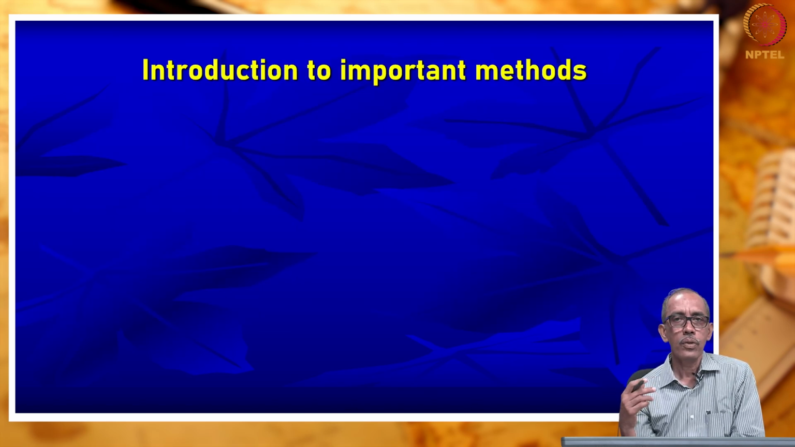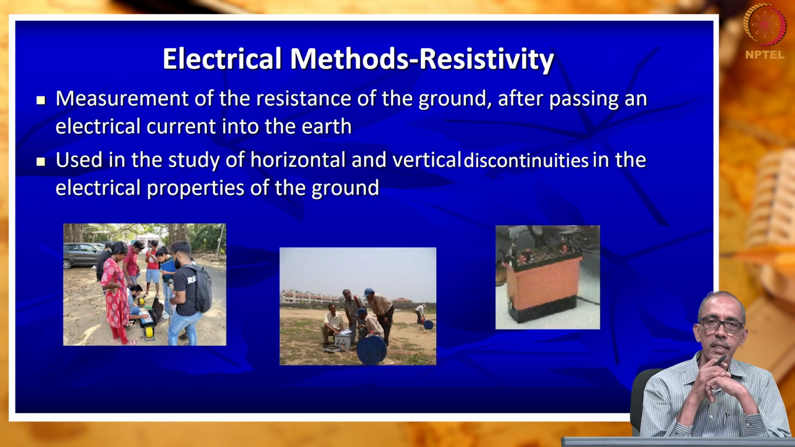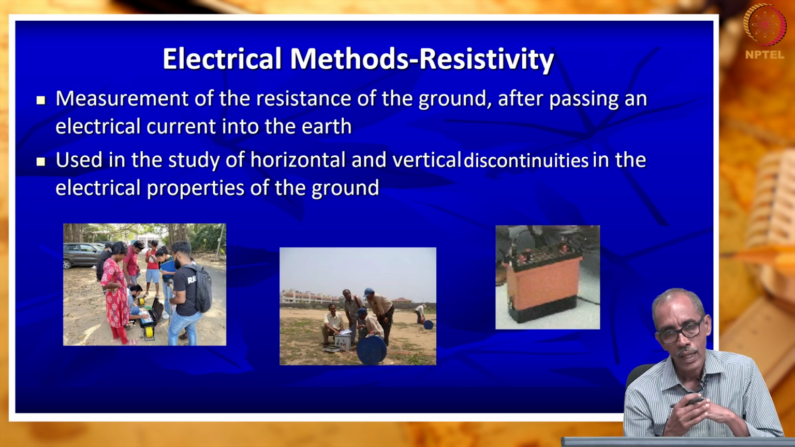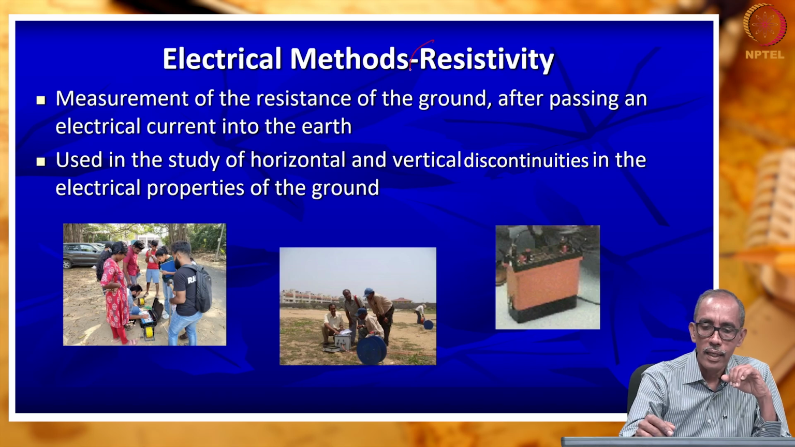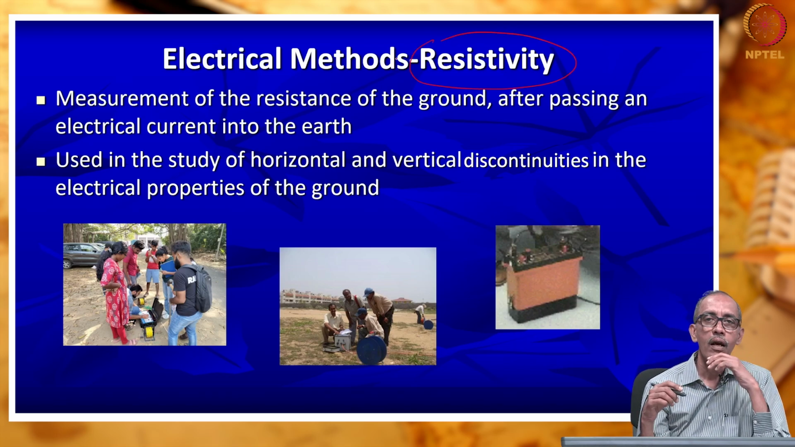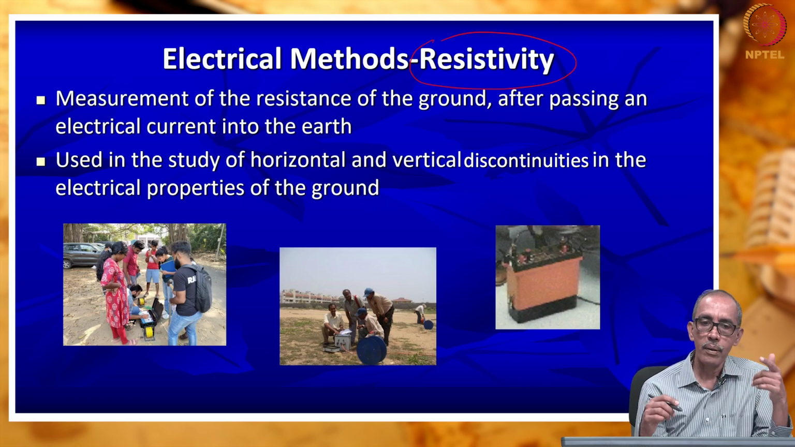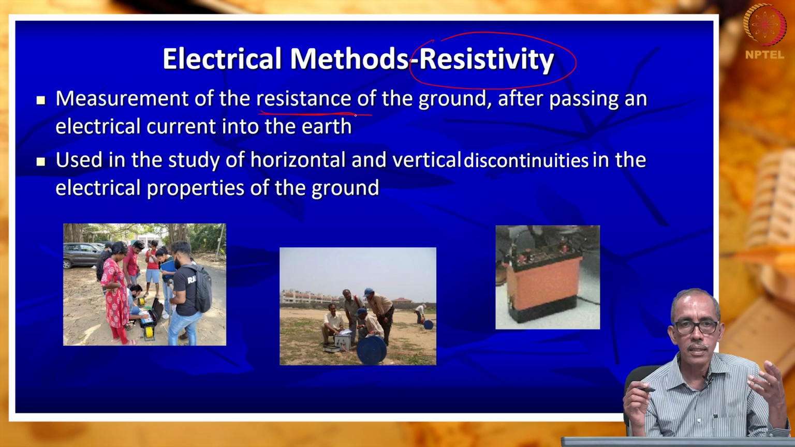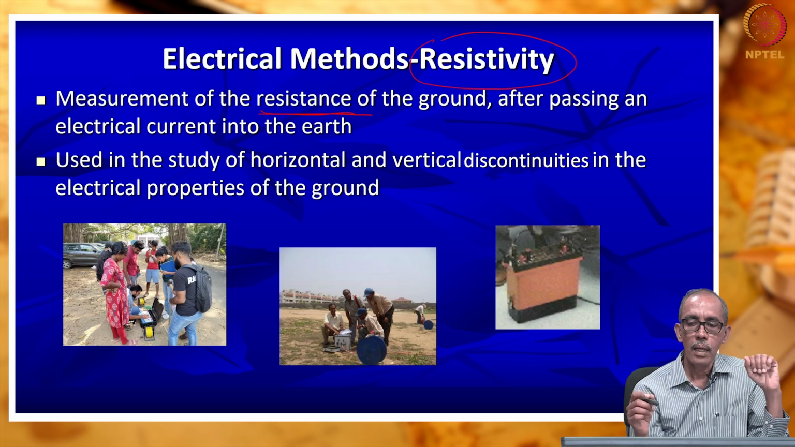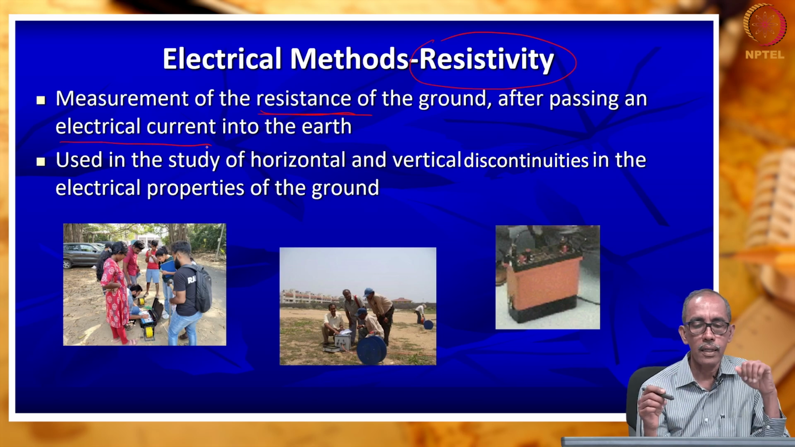Now, let us go into some more detail on the different methods we are going to see during this course, right. First, let us take up electrical methods. In electrical methods, there are different methods actually. First is the electrical resistivity method. What are we going to do here? As I had mentioned previously, we are going to measure the resistance or resistivity of the subsurface, right. How are we going to measure? By passing electrical current into the earth.